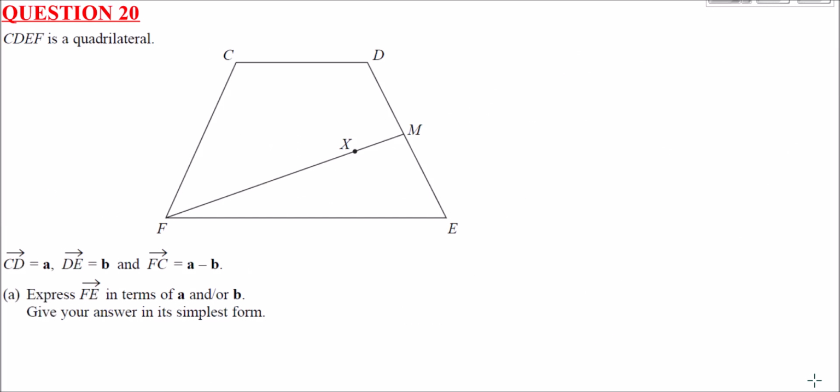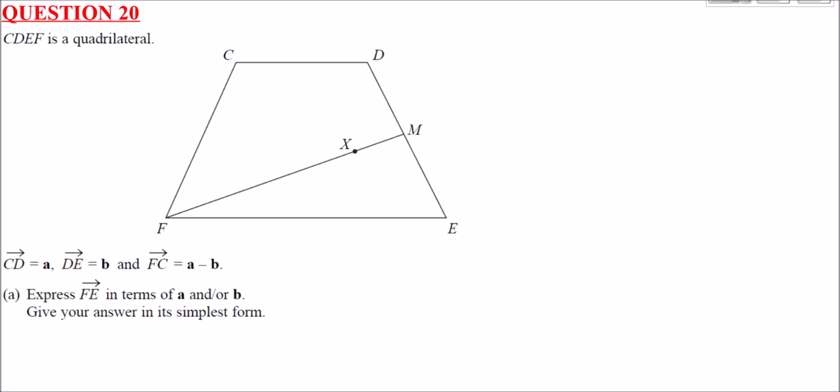So here we are, question 20. It's a vector problem. C, D, E, F we're told is a quadrilateral, and we've got these details. So from C to D is vector A, from D to E is vector B, and from F to C is the vector A minus B. We need to express FE in terms of A and or B, simplifying if we can.